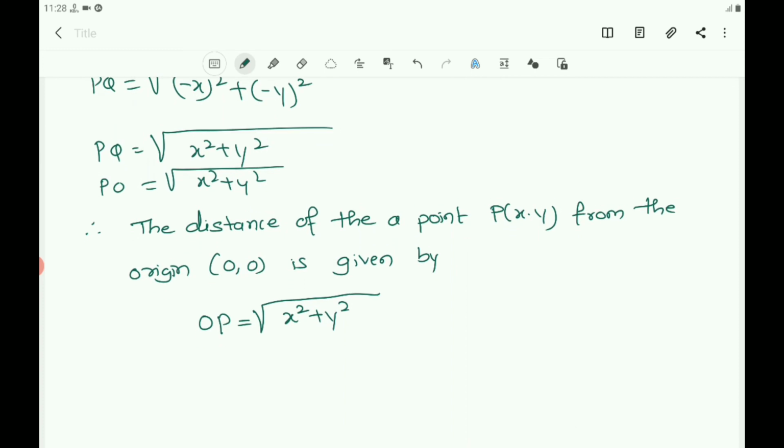x and y are the coordinates of the given point, and the origin, that you know the coordinates of, 0, 0. So you got OP equals whole root x square plus y square.